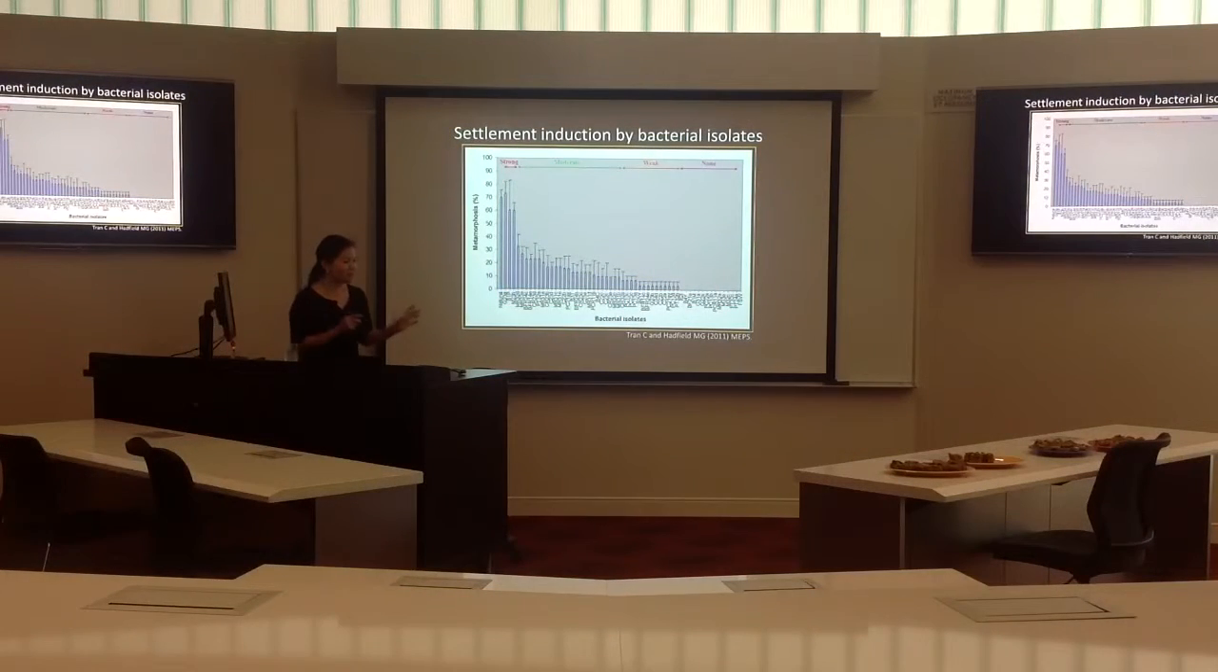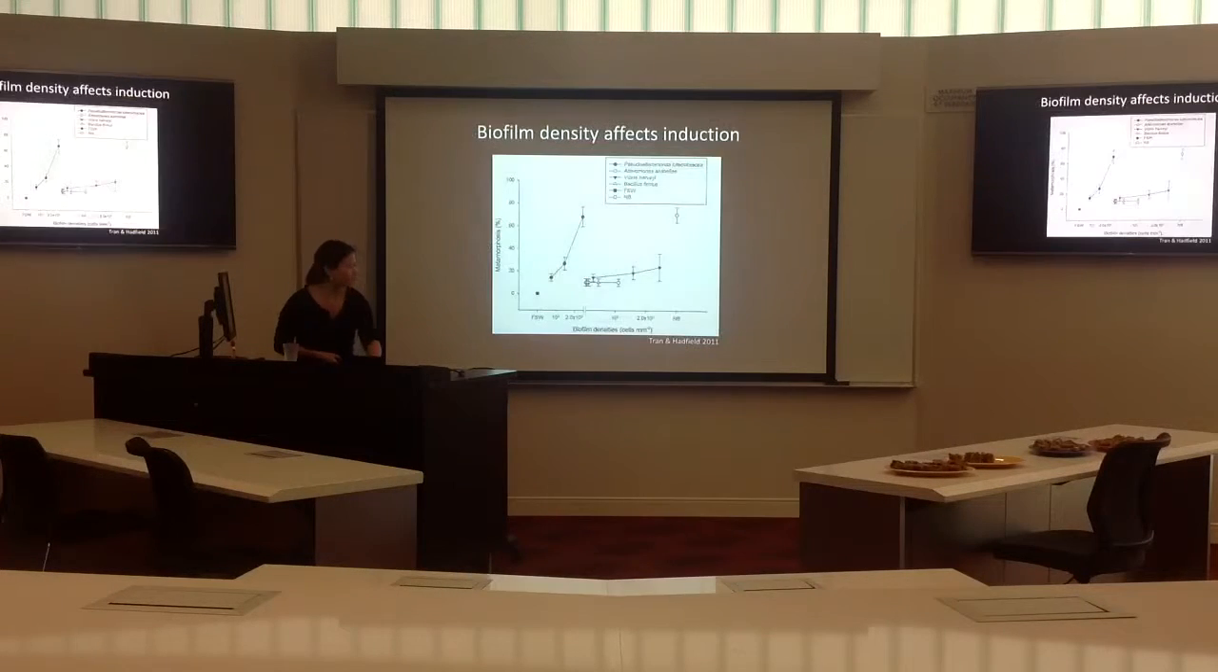More specifically, if I go back to my 52 isolates and pick out 4 to look at, can I make these moderate inducers and this weak inducer a strong inducer if I were to increase the biofilm density? One would think so. Or if I were to dilute the strong inducer, can I make it a weak inducer? And that's what I essentially tested. These are the 4 species that I looked at. Pseudoalteromonas is the strong inducer. Alteromonas albanelli and Vibrio harveyi are the moderate inducers. And Bacillus firmus is the weak inducer.